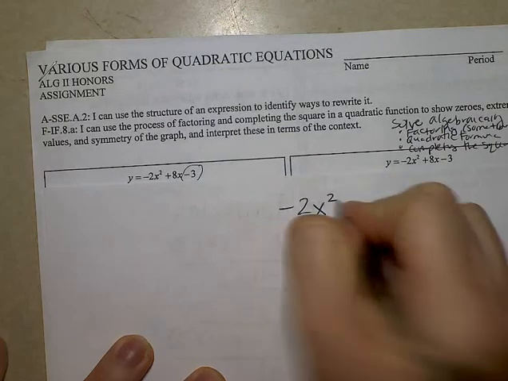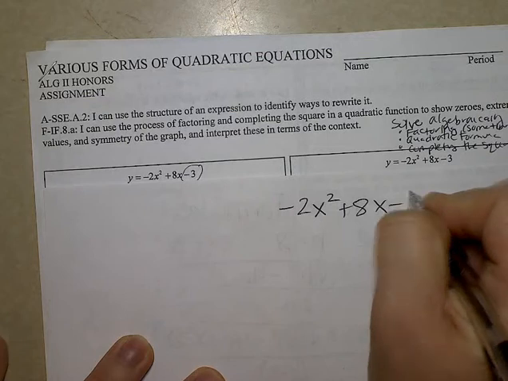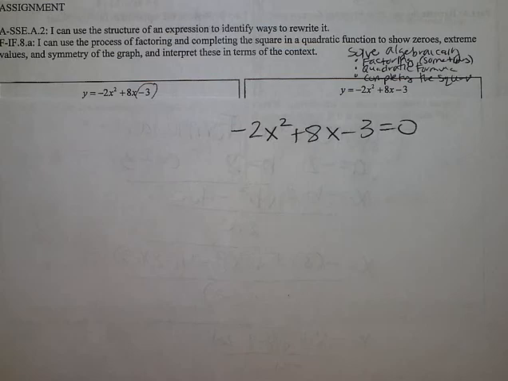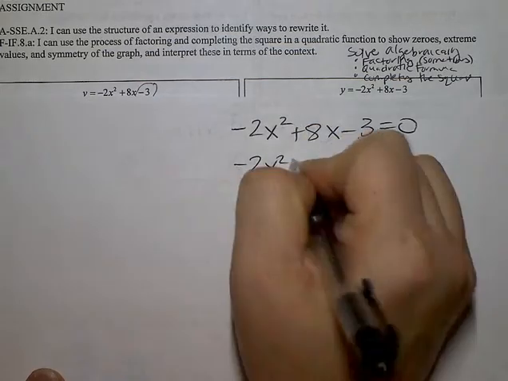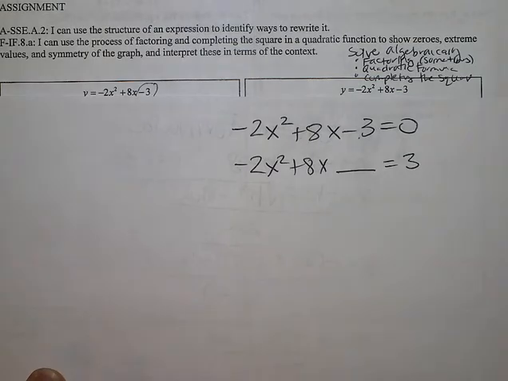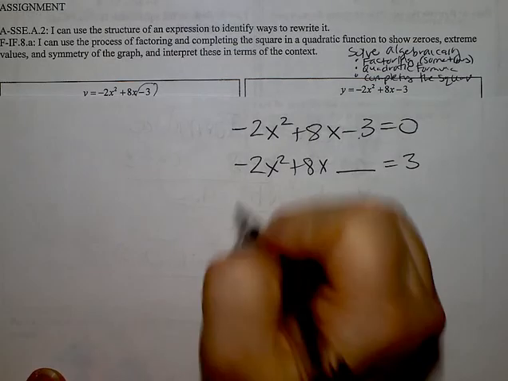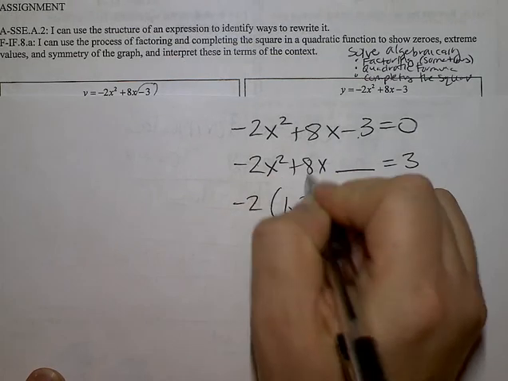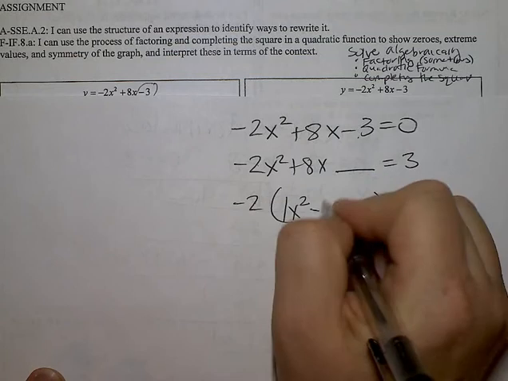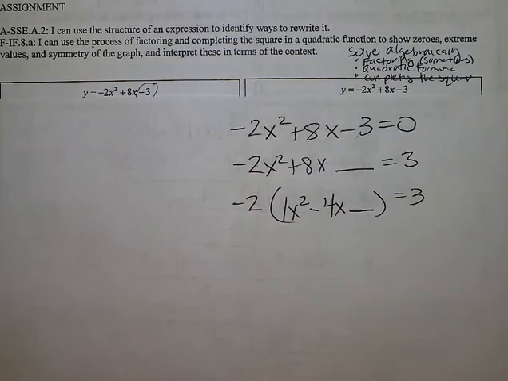-2x squared plus 8x minus 3 equals 0. So I'm showing you an alternative method to solve for x. Solve for the solution, solve for the roots, the real roots, solve for the zeros. So move the 3 to the opposite side. Now we're going to factor out a -2. So -2 divided by -2, positive 8 divided by -2.